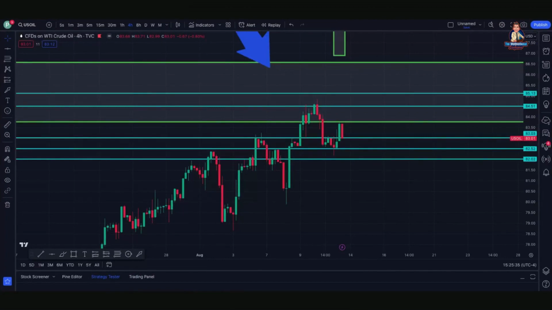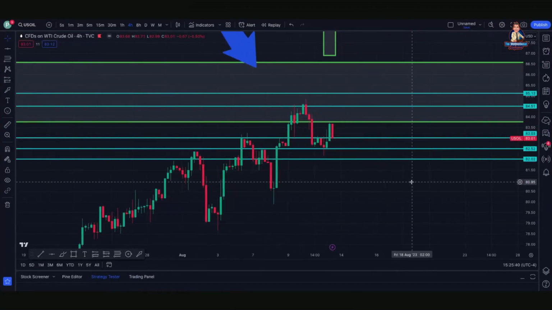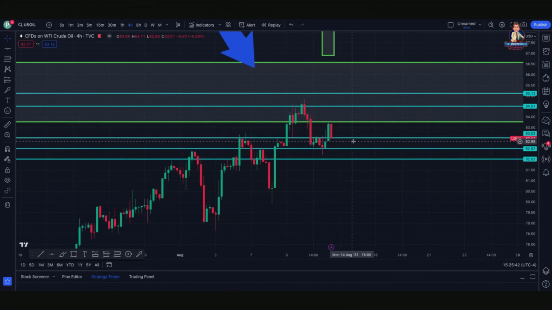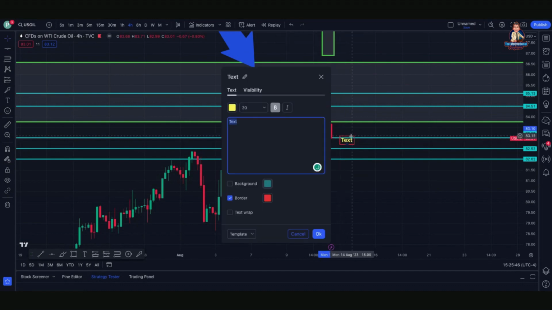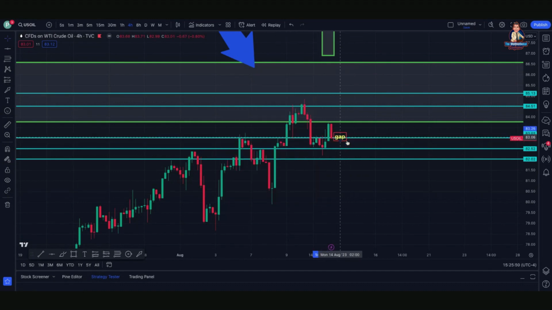So let's jump back in here and take a look at where we are right now. Price closed right at this key level of 82. This is going to be our gap, meaning this is where price closed on Friday.